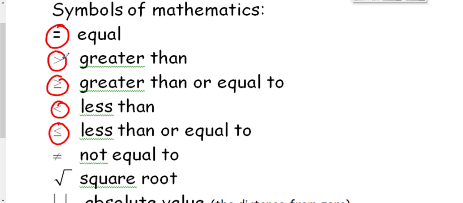Okay, so for these symbols, sometimes students get confused about which ones mean less than and which ones mean greater than. Well, for the less than symbol, you know, it's like this. Well, if you turn it just a little bit, it makes an L for less than. Okay, so then we know the other one is greater than.